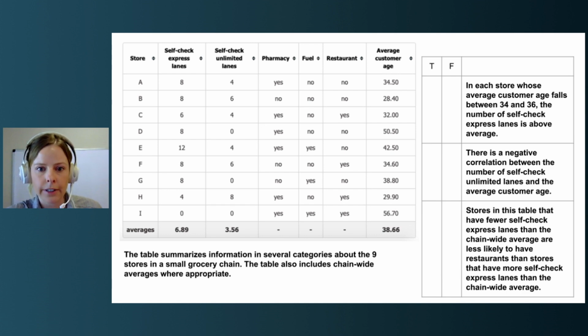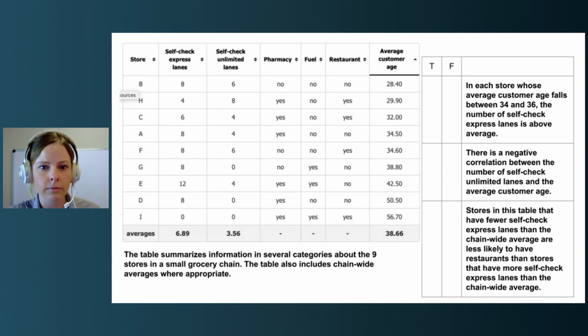So in terms of how to sort this, to me, it makes sense to sort by age so that we can see which stores fall within this range, and then we can go ahead and compare the number of lanes compared to the overall average. So let's go ahead and do that. All right, now our chart is sorted for age, with the lower ages on top going all the way down to our higher ages. And we're looking particularly for the stores that fall between 34 and 36.